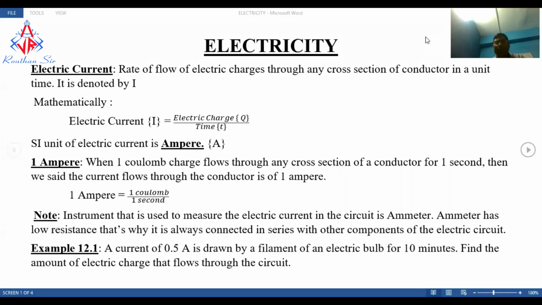Good morning, students. Today we start discussing electricity. Now we start with the very first topic, that is electric current.